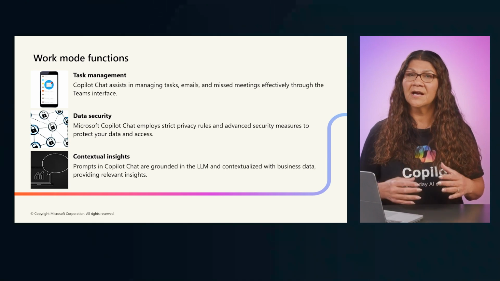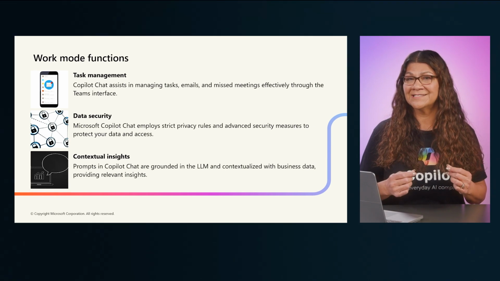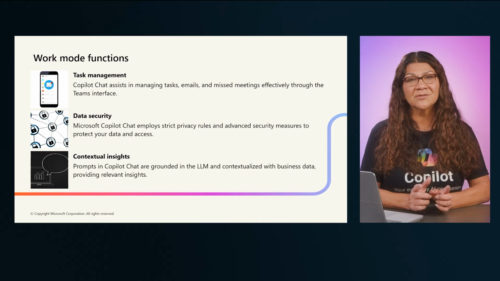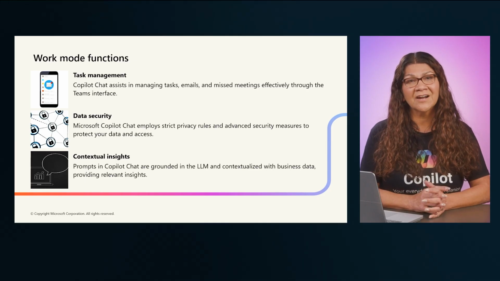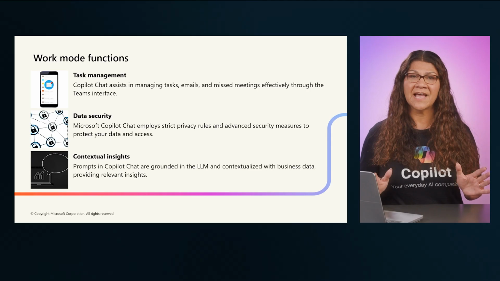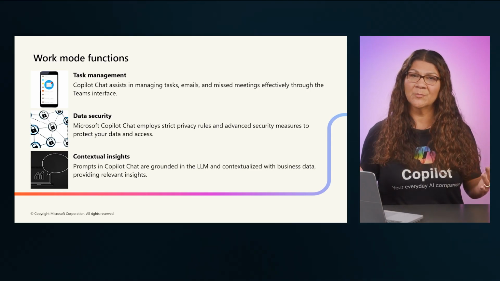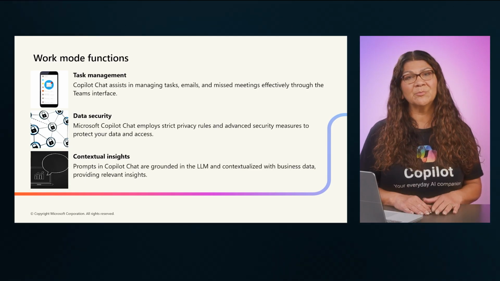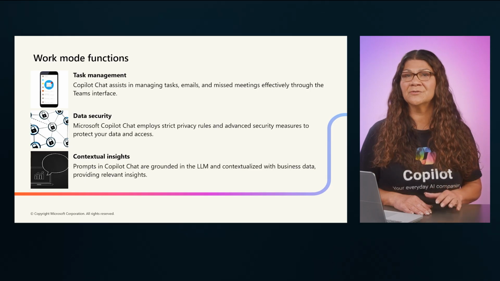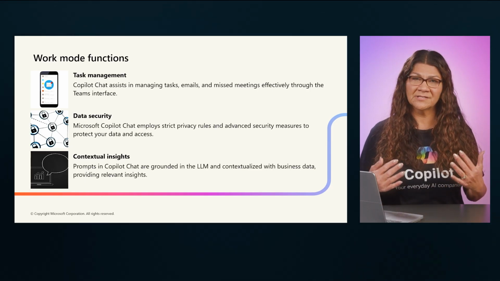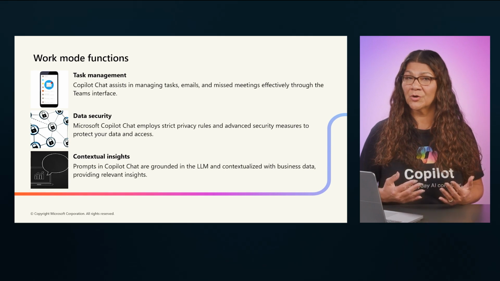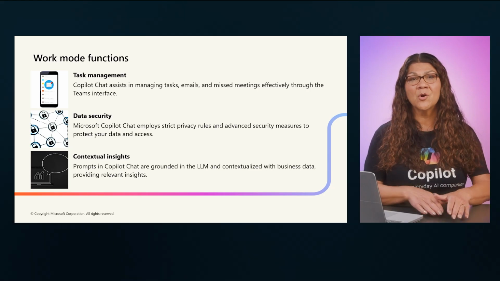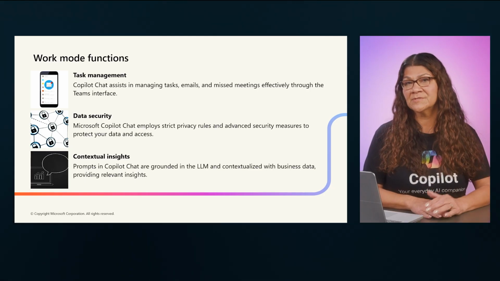At the core of work mode is enterprise-grade data security. Copilot follows strict privacy and compliance rules, so only the files, sites, and conversations you already have permission to access are available to you, nothing more. All content created through Copilot remains protected, and only people you explicitly grant access to can view it. When you combine this with contextual insights, this makes work mode a trusted space to generate reports, prepare for critical meetings, or pull insights from large volumes of information.